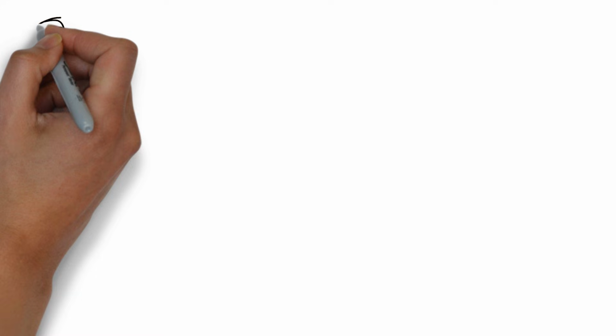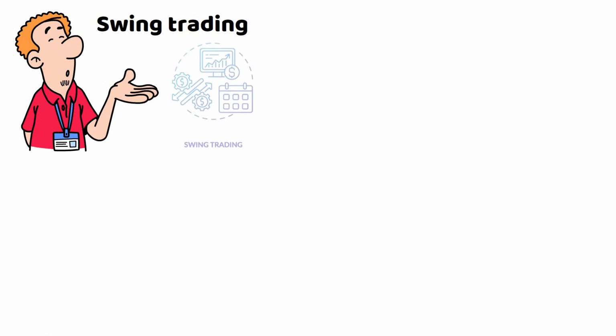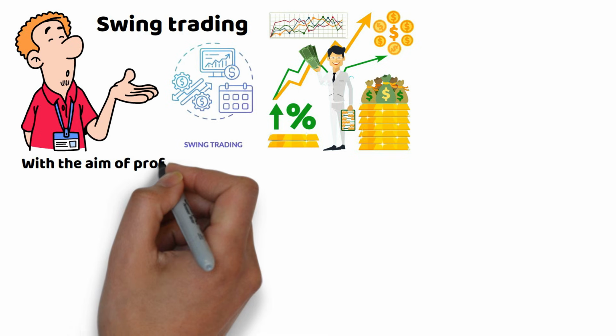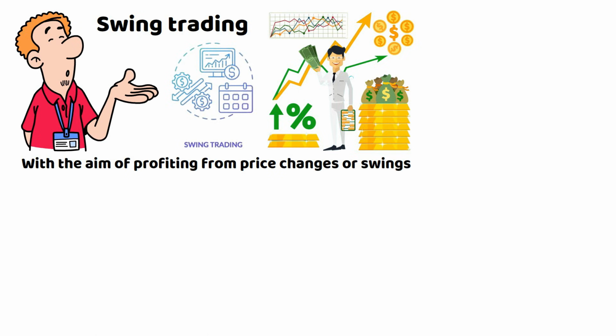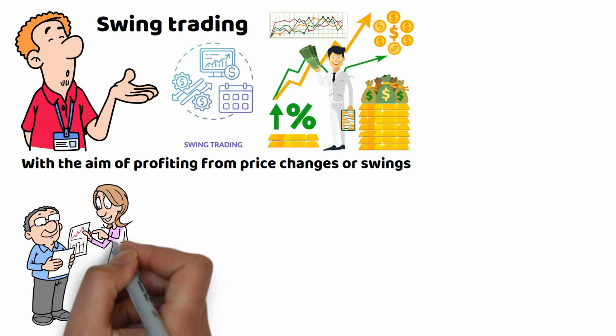Okay, let's get back to our 5 free swing strategies. First, let's start by explaining swing trading. Swing trading is a dynamic strategy that involves holding a tradable asset for 1 or more days with the aim of profiting from price changes or swings. That's right. We're talking about capitalizing on short-term price movements.